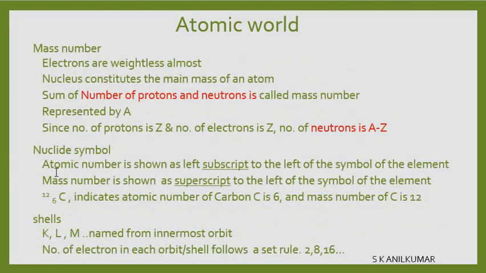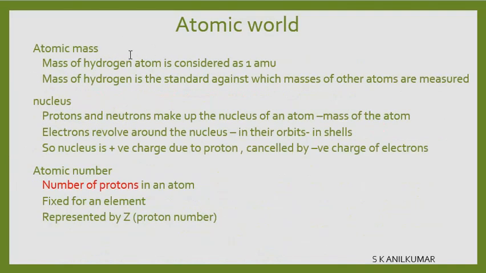And then we have atomic mass, which is 1 AMU, the mass of hydrogen. Mass of hydrogen is a standard against which other atoms are measured. What is the nucleus? Protons and neutrons together form the nucleus. They make up the mass of the atom. Electrons revolve around it; they do not contribute to its mass. The orbits are called shells. The positive charge is due to the protons and is cancelled by the negative charge of the electrons.